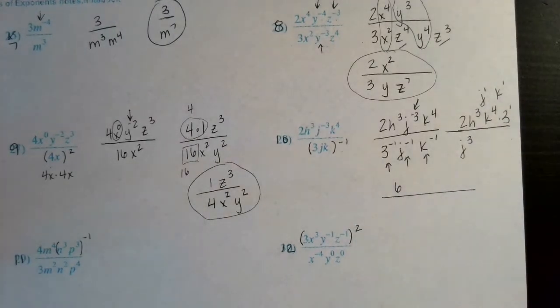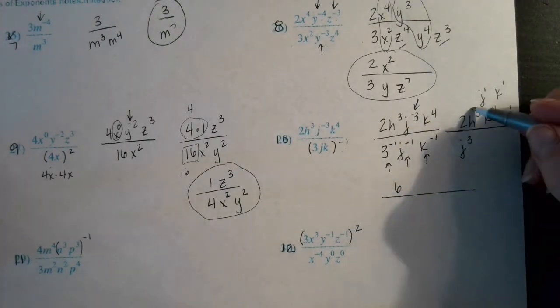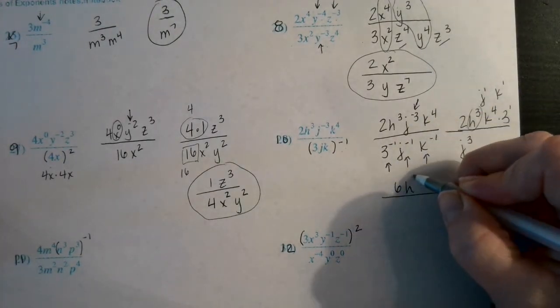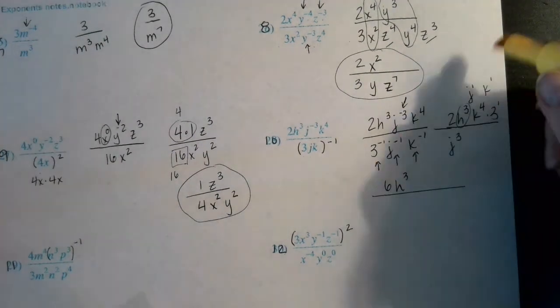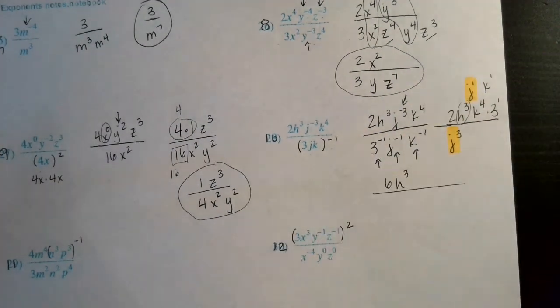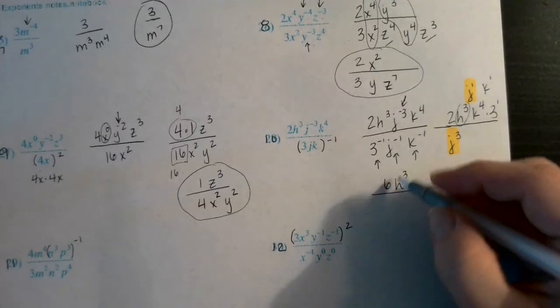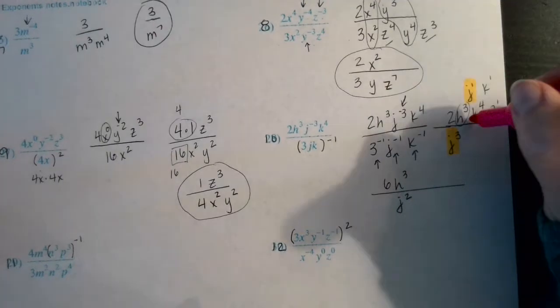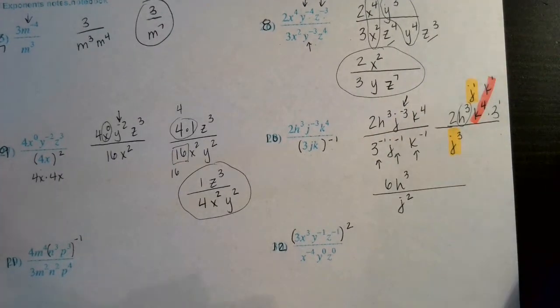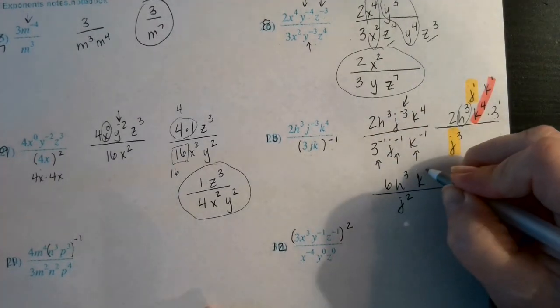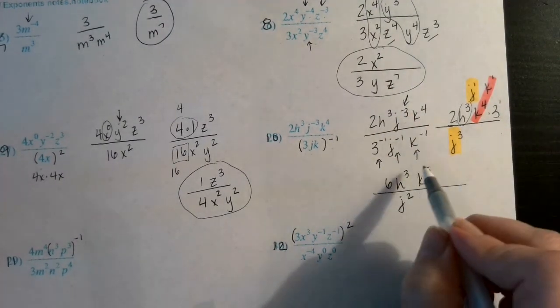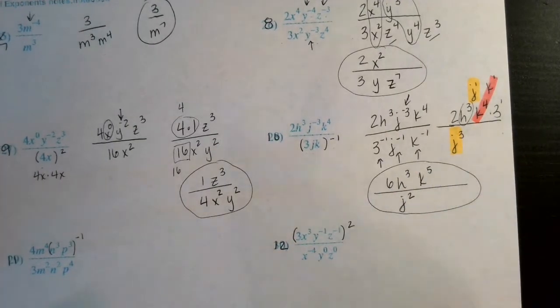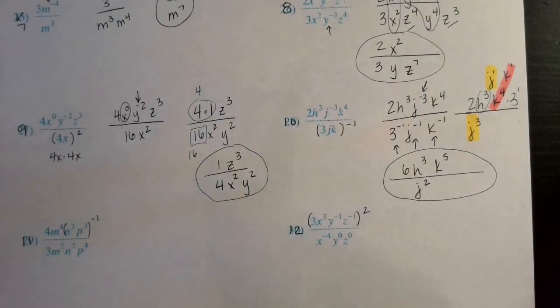I only have one h, so there's nothing to combine with my h. So h to the third stays. Looking at my j's, I have 1 on top and 3 on bottom. So I subtract that, I get 2. I'm going to leave it on the bottom. And then my k's, I have 4 on top and 1 on top. So I'm going to end up with k to the 5th on top. All right, 2 more.